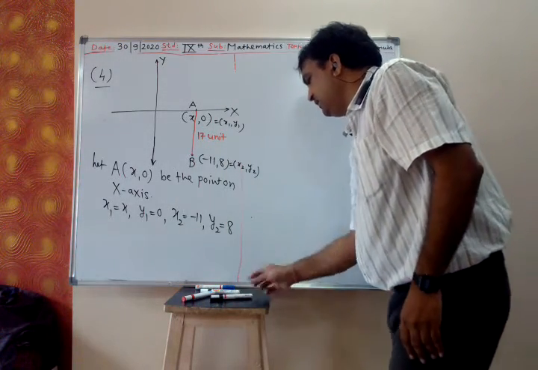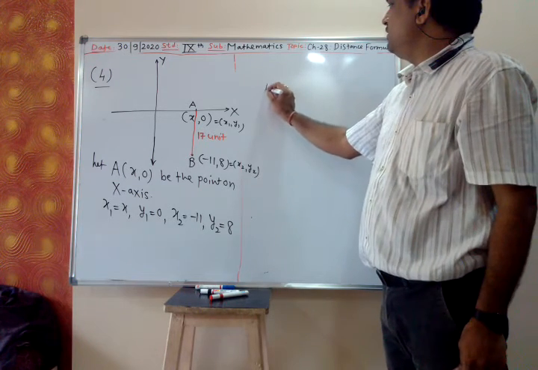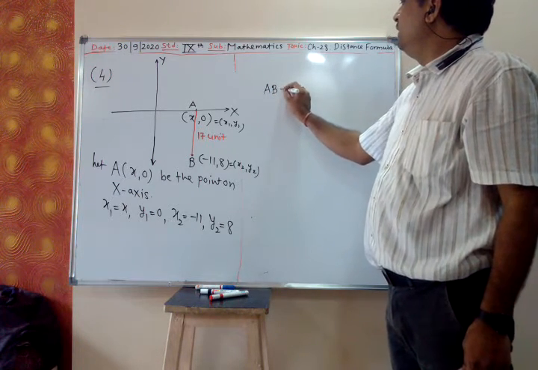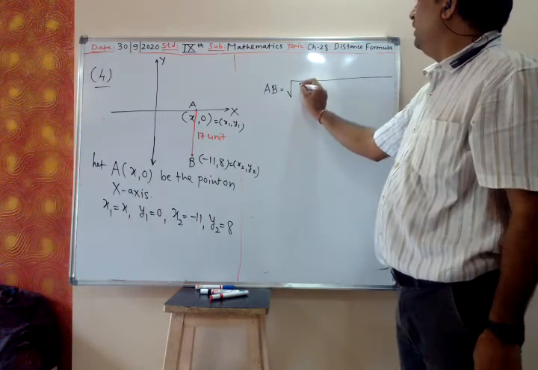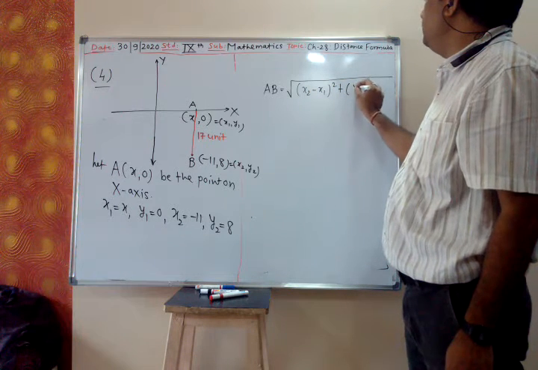So now we apply the distance formula. What is the distance formula? The distance formula is AB, that is the square root of (x2 minus x1) square plus (y2 minus y1) square.